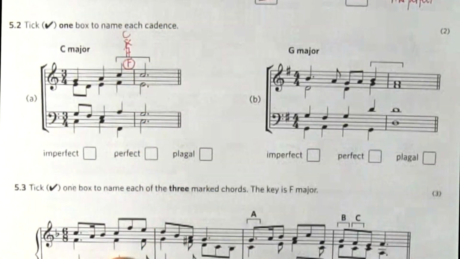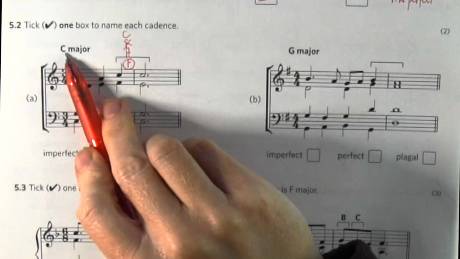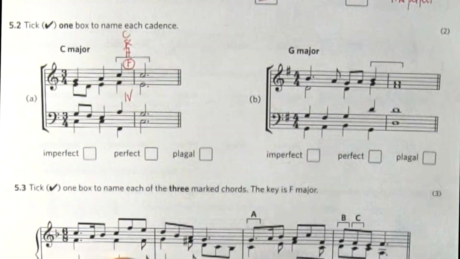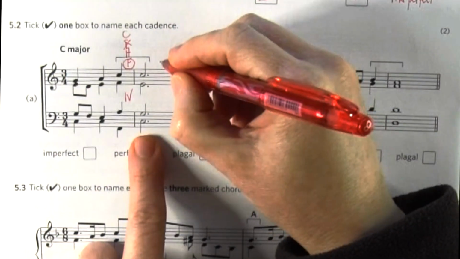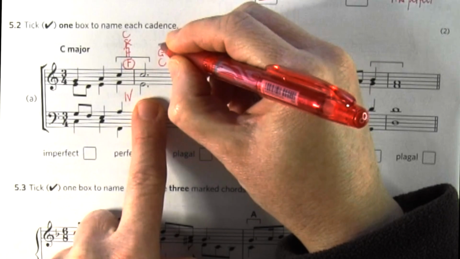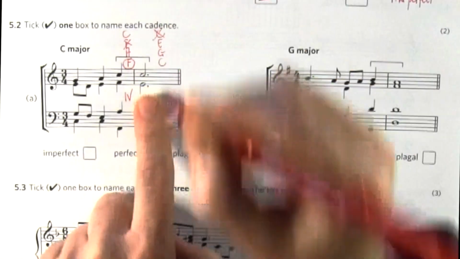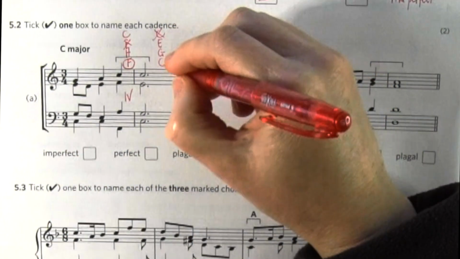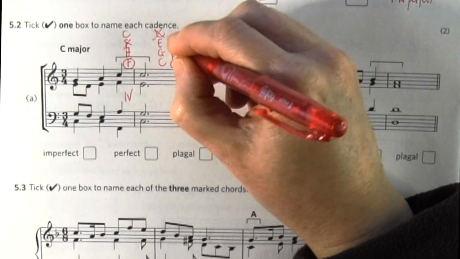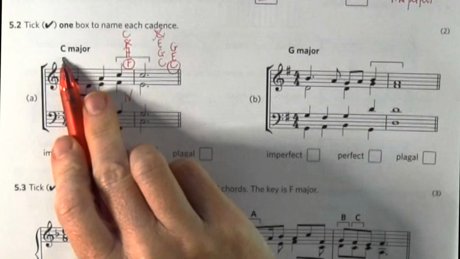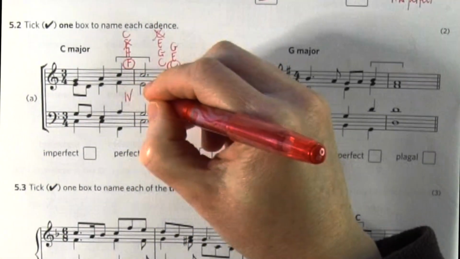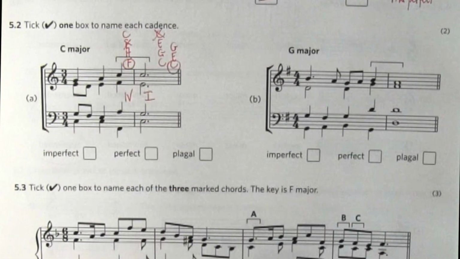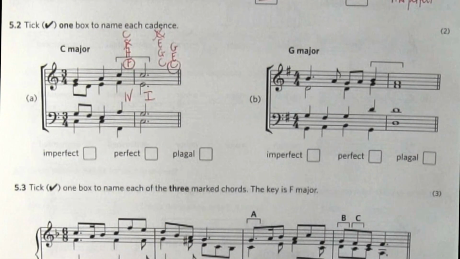F is at the bottom, and it's the 4th degree of C major. Then we have C, G, E, and C. C is doubled, and in order is C, E, G. C is the bottom and is also the tonic. So 4-1 is the plagal cadence.